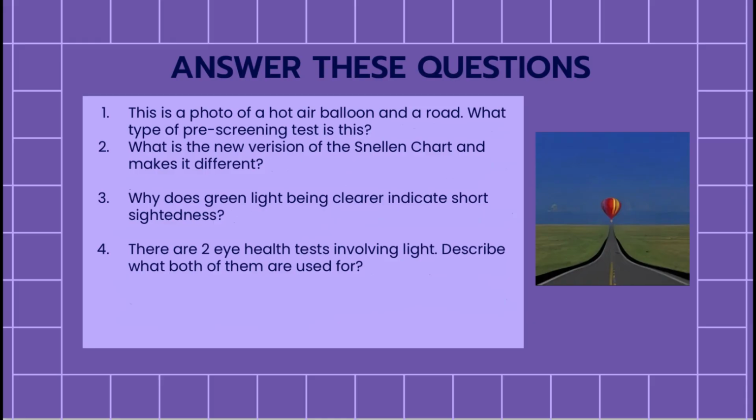Green light focuses slightly in front of the retina, so it means that the person is short-sighted. There are two eye health tests involving light. Describe what both of them are used for. Slit lamp is for the front of the eye to see scratches, inflammation and infection, and ophthalmoscope is to see the back of the eye for retina, optic nerve and blood vessels.